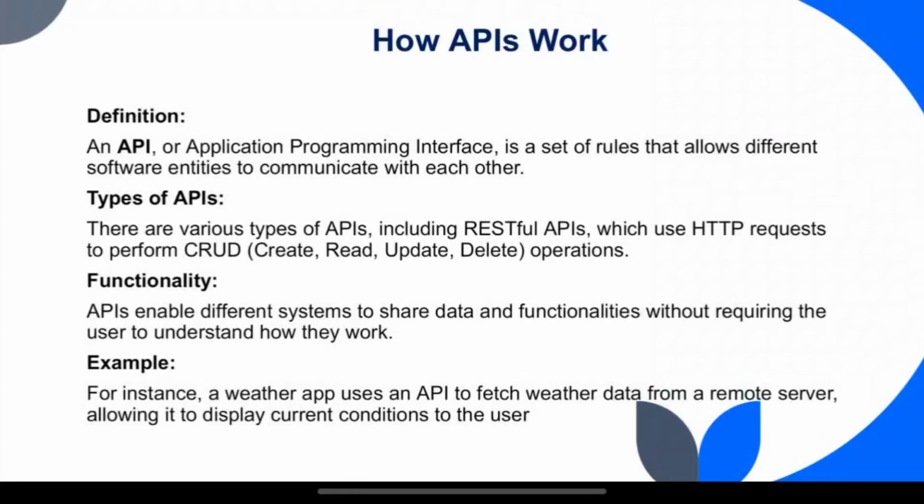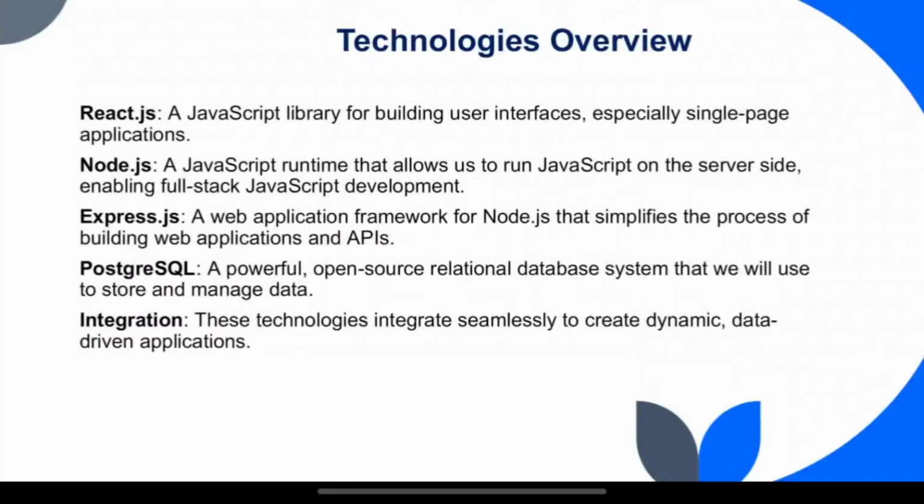Example: for instance, a weather app uses an API to fetch weather data from a remote server. APIs are crucial for full stack web development as they facilitate communication between the front end and back end, allowing for seamless data exchange.